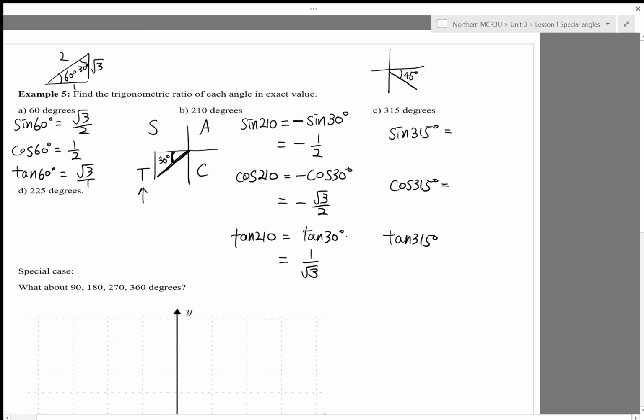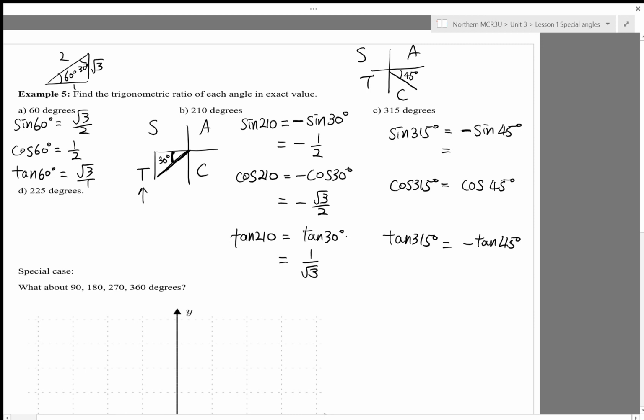And we know, according to the CAST rule, right, C is the only thing that's positive. That means it's only cosine. So sine 315 becomes negative sine of the reference angle. Cosine is then positive reference angle. And then tangent is negative tangent of the reference angle.